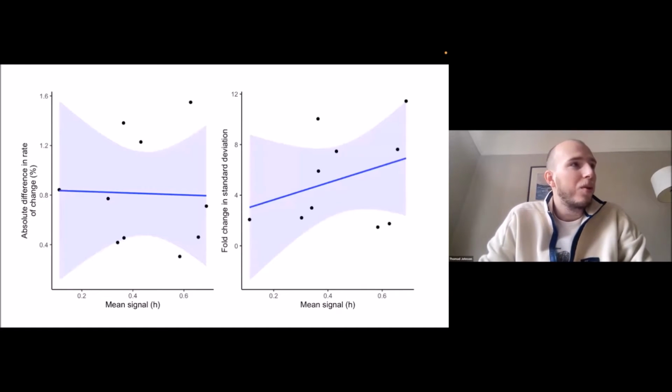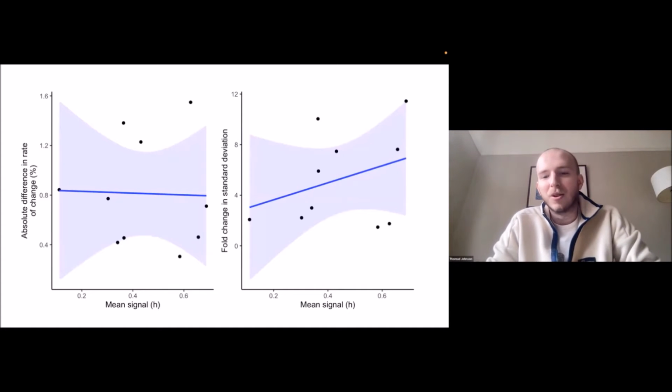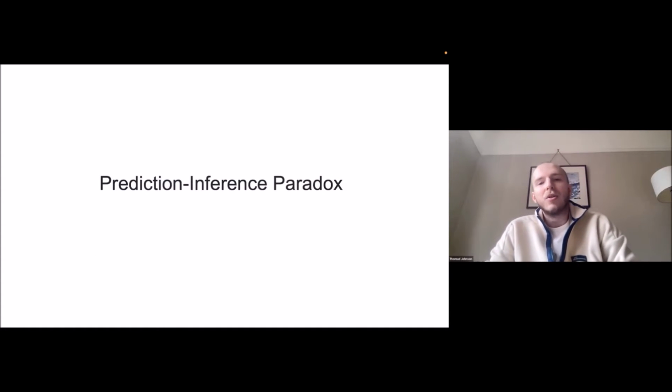Okay, I've whipped through that really fast, but that was because I wanted to dwell a little bit more on this. So this has all been very inferential focused here, but the title of my talk was about prediction. And so before I actually talk about what this means for prediction, I just want to talk about what I call the prediction inference paradox.